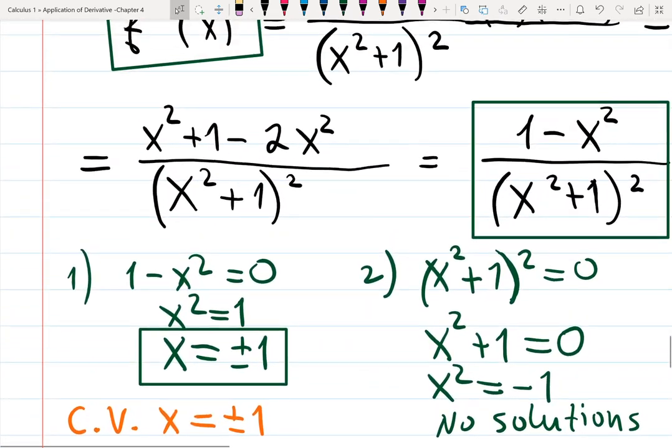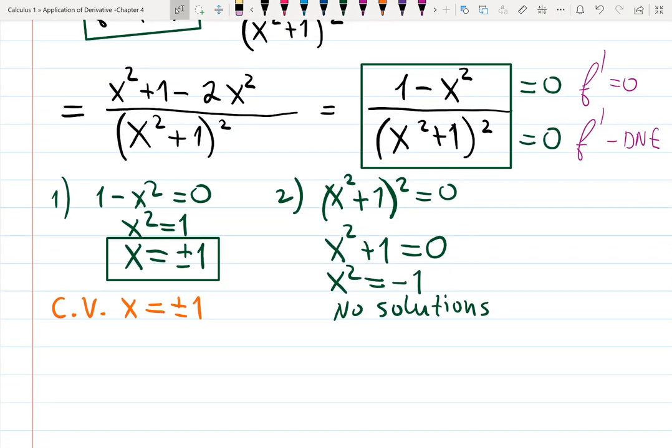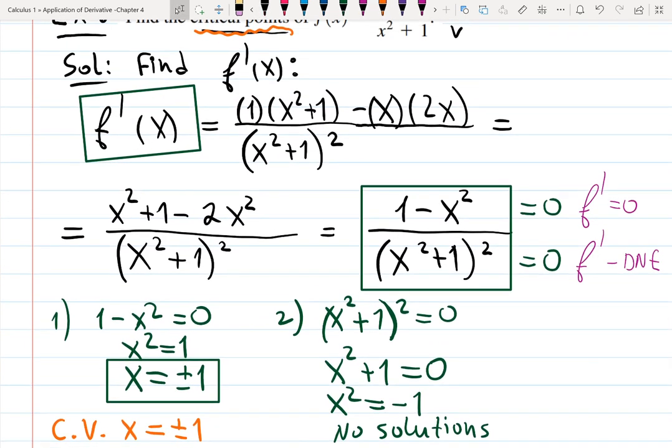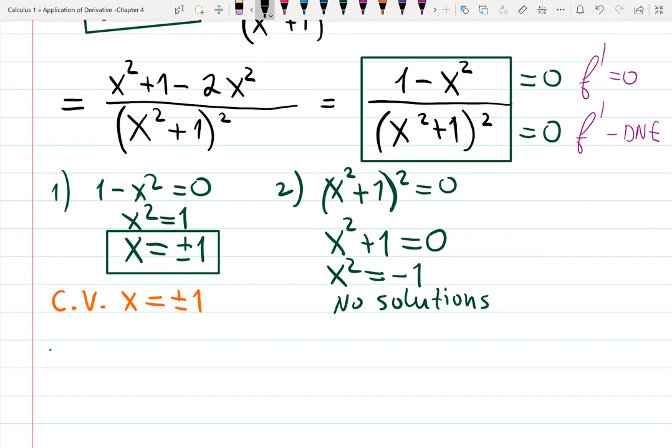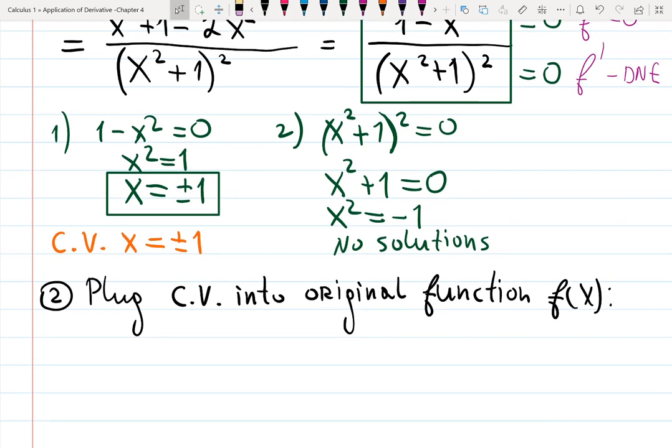I want to find points because that's what we ask you to find. Let's check. The problem tells me, find critical points. Points are pairs. So I need to find points. I can even make steps. Step 1, find a derivative. I finished that. Then step 2, plug critical values into the original function f of x. Then I will get critical points.